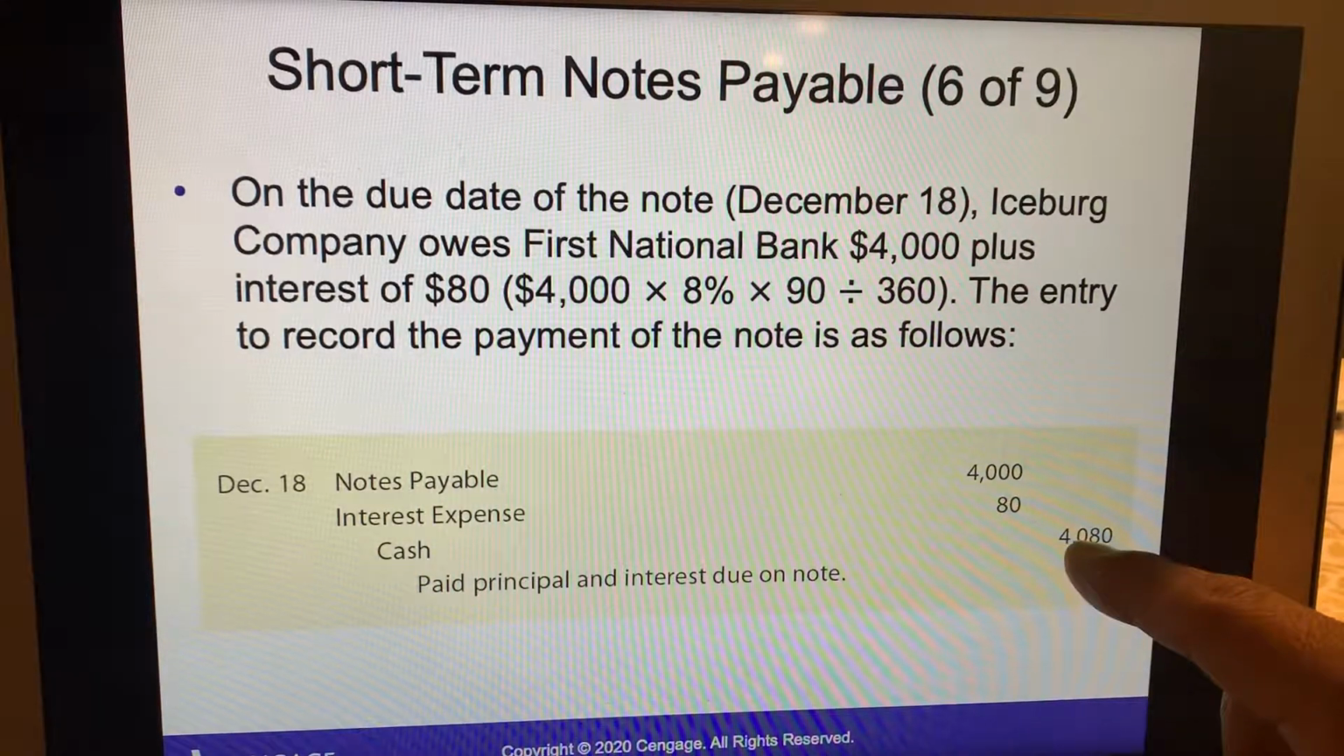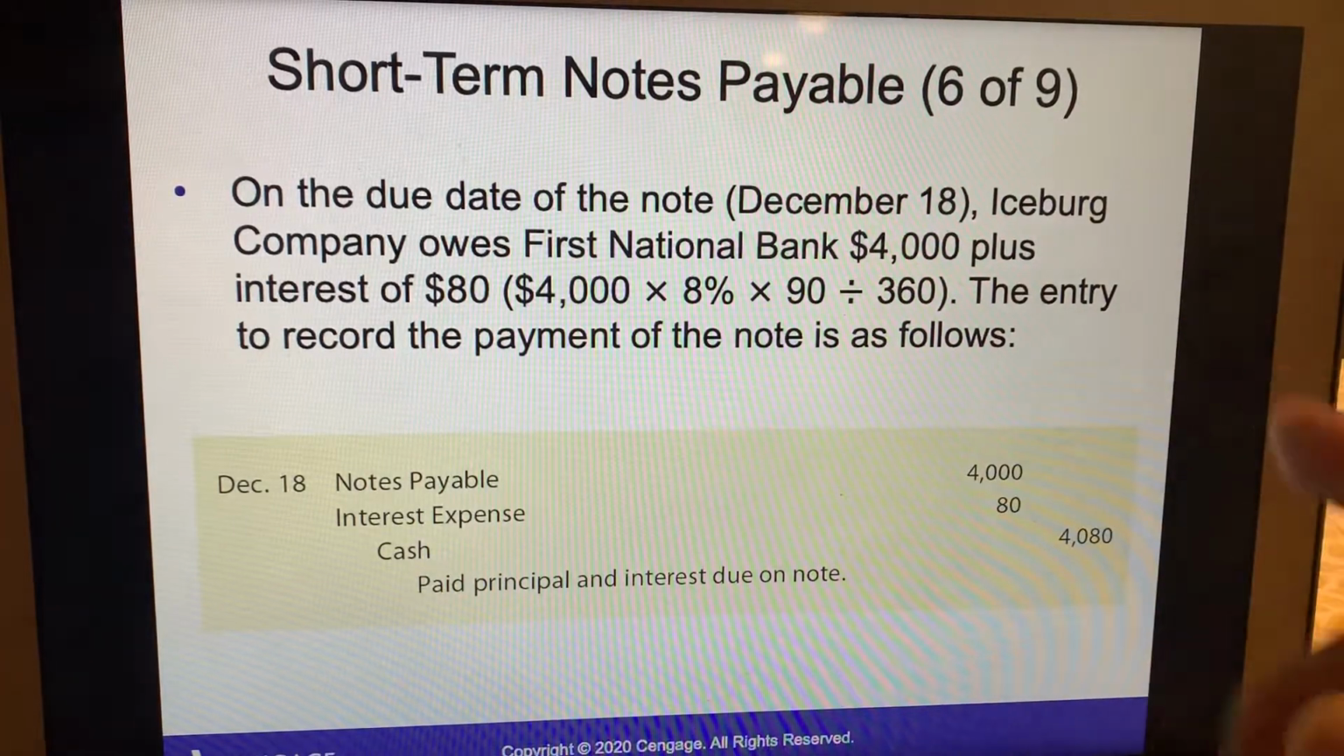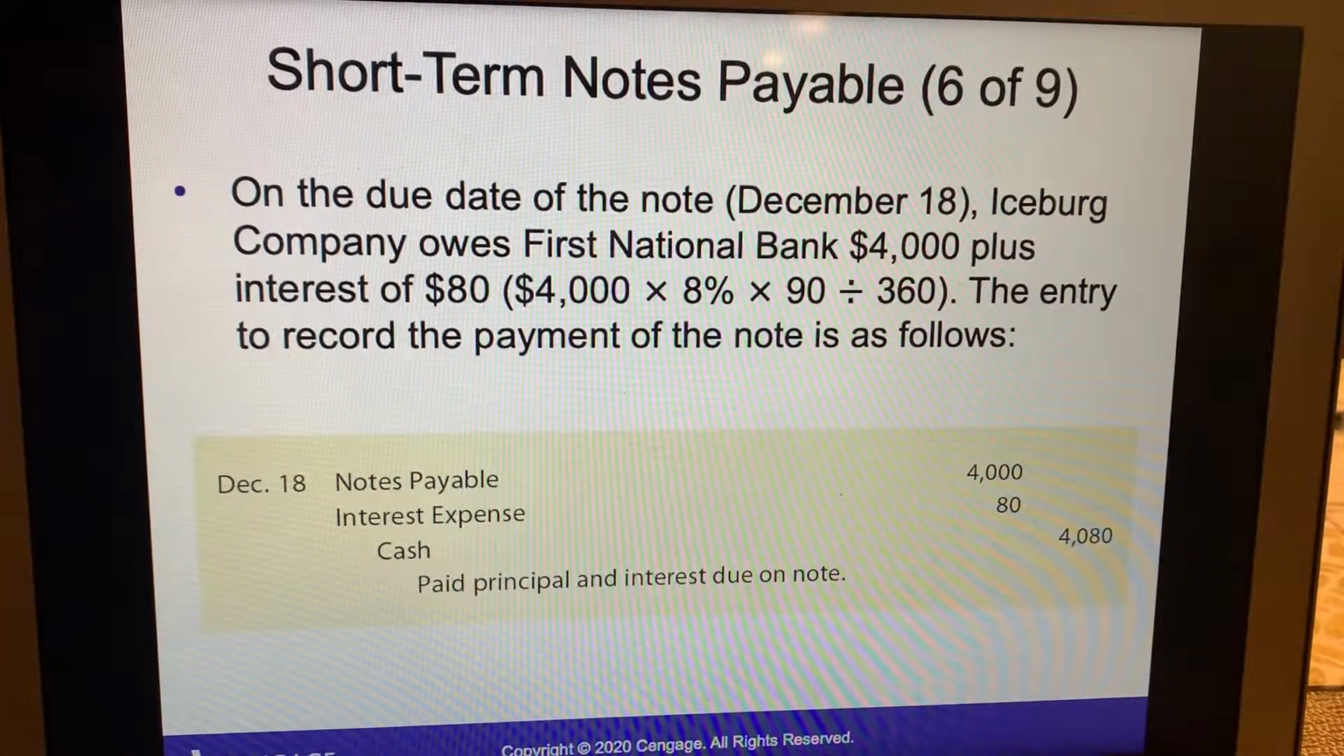Don't forget, this is the person paying it. So notice the cash is being credited. If we were receiving the cash, we would have a debit to cash. This would probably be reversed. Actually, it would say revenue, not an expense. So this is the one paying it.